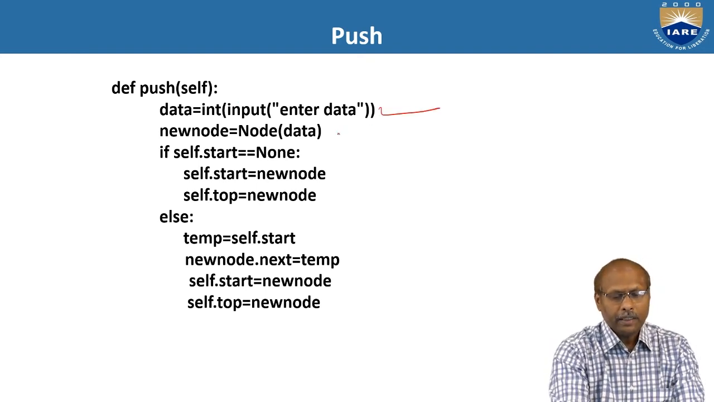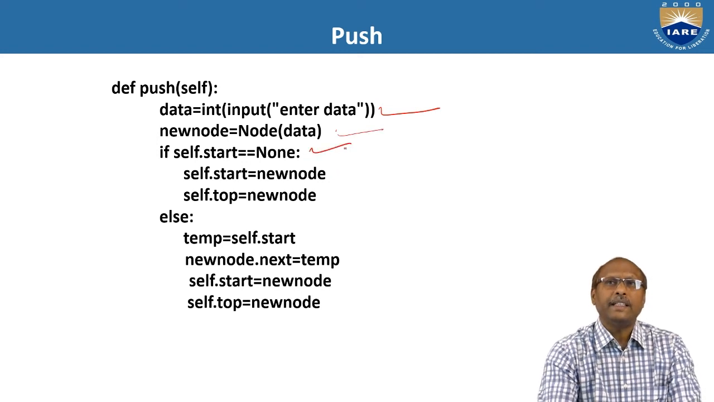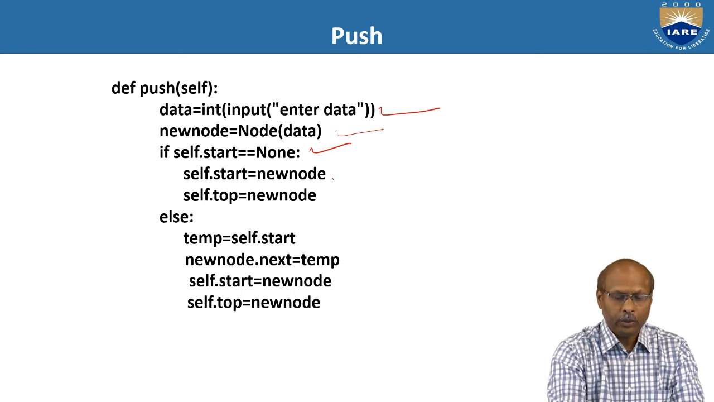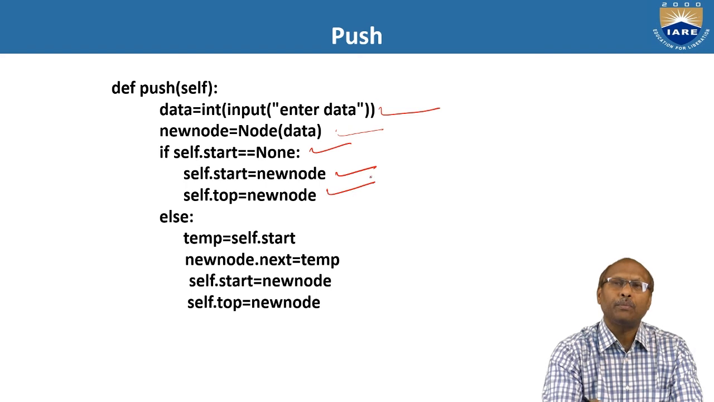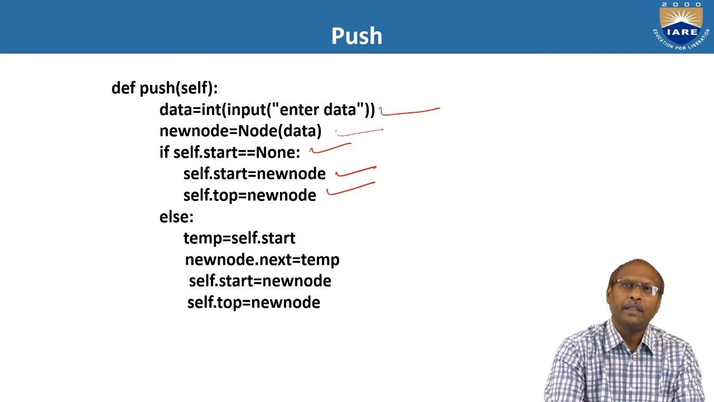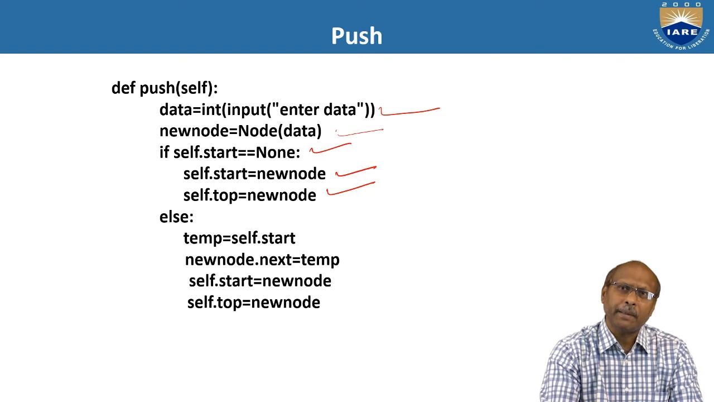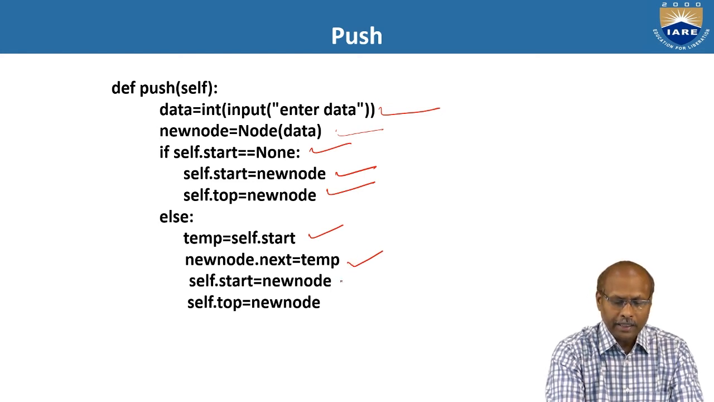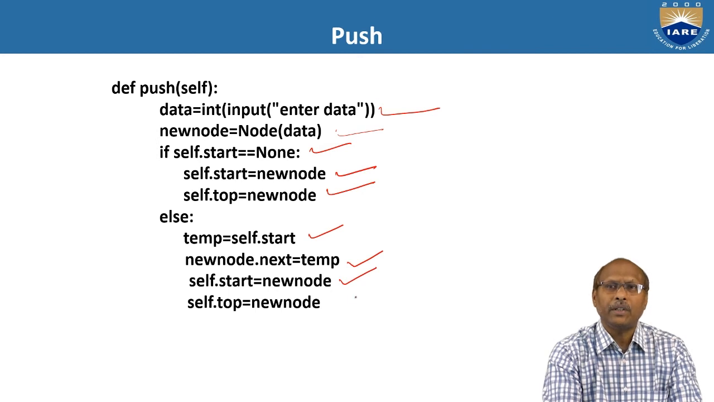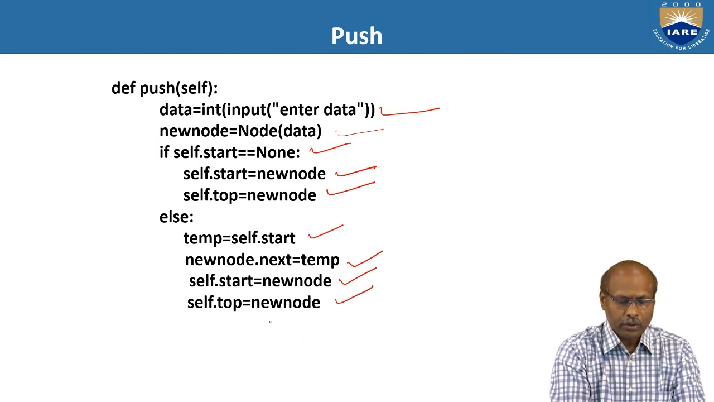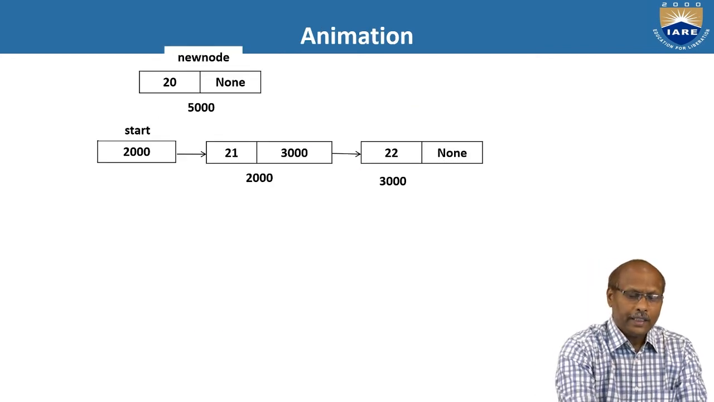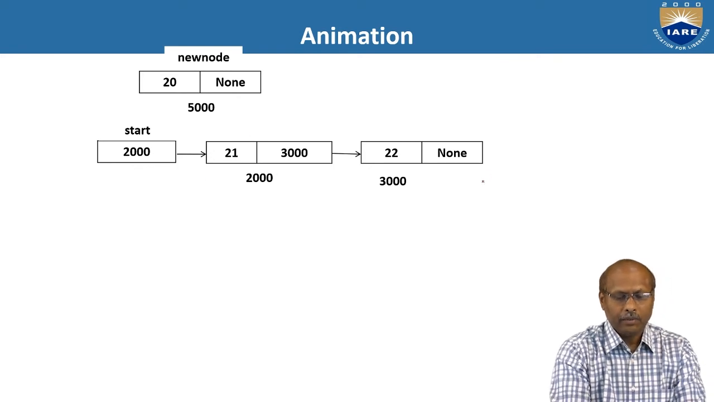Get the data and create a new node. If start is None, it means it is the first time you are doing this. So self.start is the new node and top is also the new node, because in the beginning, top and start are both the same. If it is not None, then from the next time onwards, temp equals self.start and new node's next equals temp, self.start is the new node, and self.top is the new node, so the topmost will be the new node.